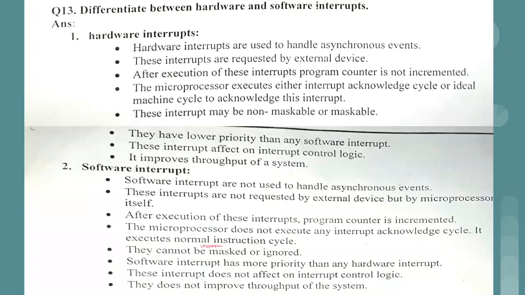Then, hardware interrupts are maskable and also non-maskable, but software interrupts are non-maskable. That is, they cannot be masked, meaning they cannot be ignored. Whenever a software interrupt occurs, we should find some solution to solve that interrupt. Then the next one: hardware interrupt has low priority as compared to software interrupt, and software interrupt has high priority as compared to hardware interrupt.